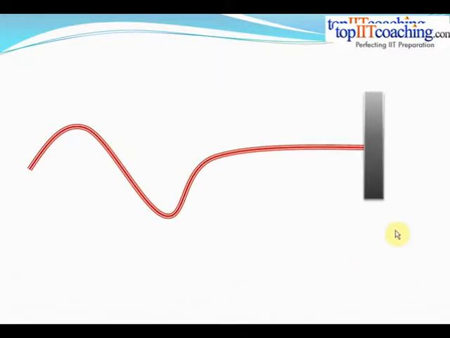Now let's have a closer look at the string. Here, let's take a portion of the string. This portion. What are the forces acting on this portion of the string? Let's write the equation of motion of this portion of the string. That will help us find the velocity of the string in terms of the properties of the string. Let's magnify this portion.